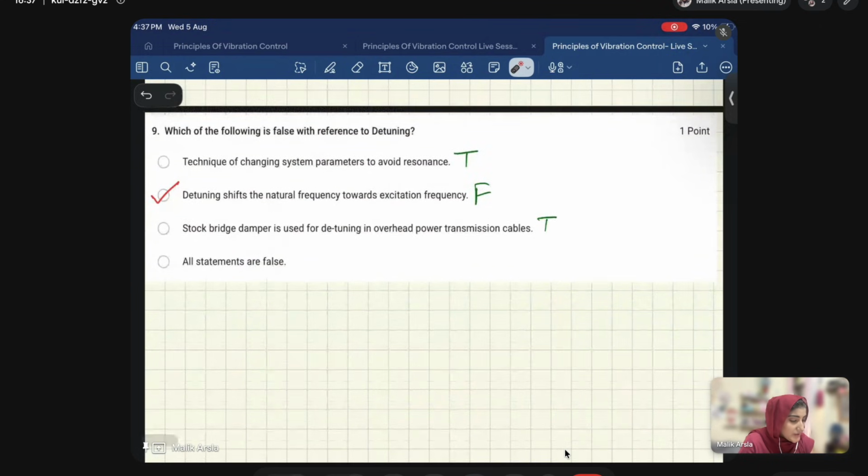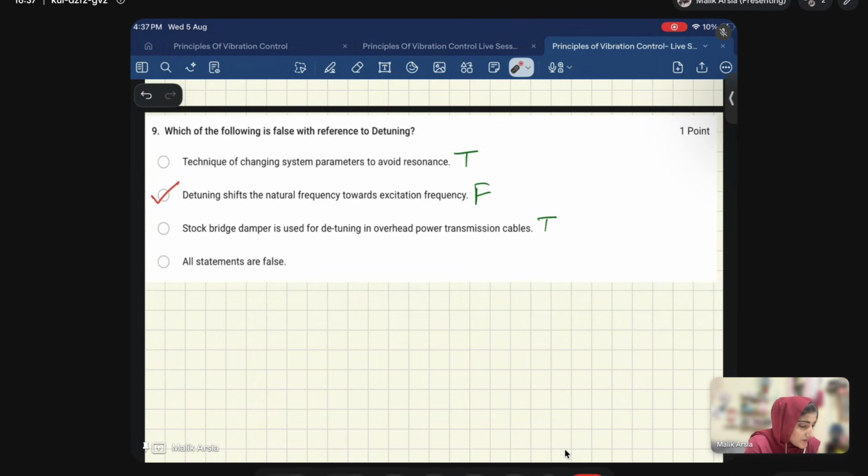Now coming to the ninth question, which of the following is false with respect to detuning? We have seen that detuning is the process of changing the stiffness and inertia parameters of the system, so as to change the natural frequency of the system and make it go away from the excitation frequency or any sort of external force frequency. We want to take it away from that.